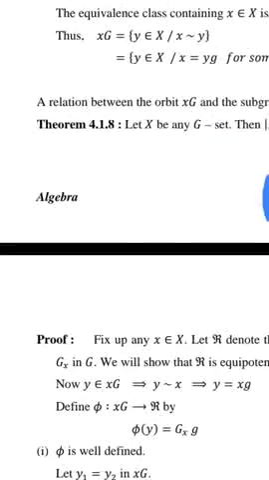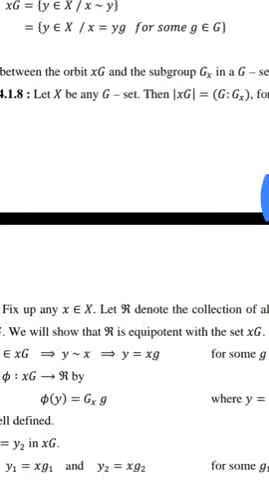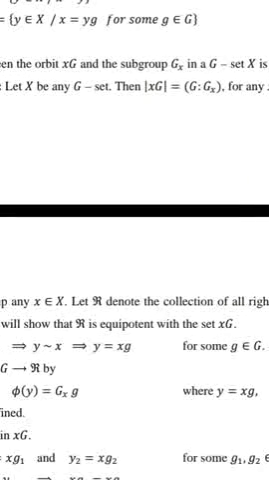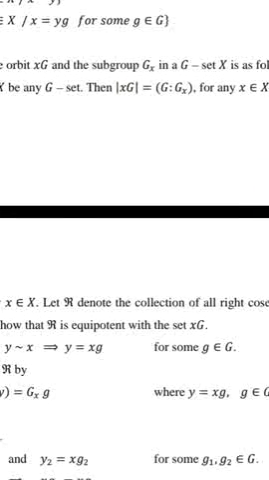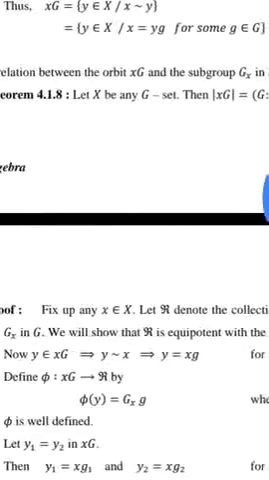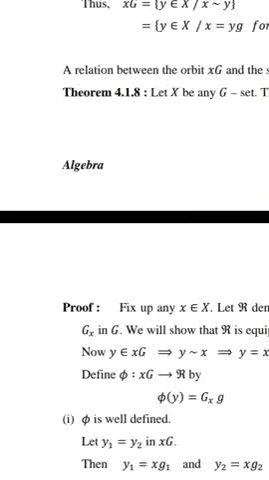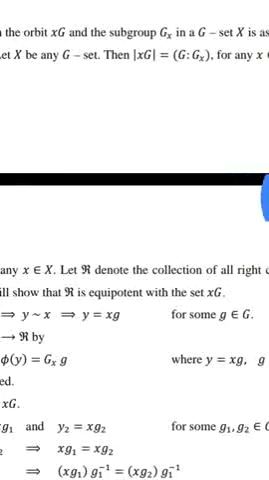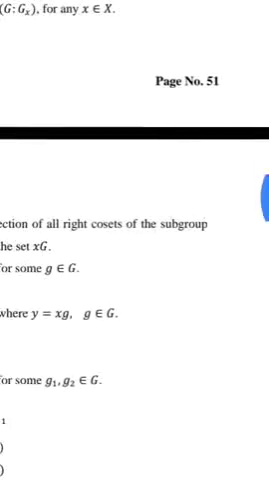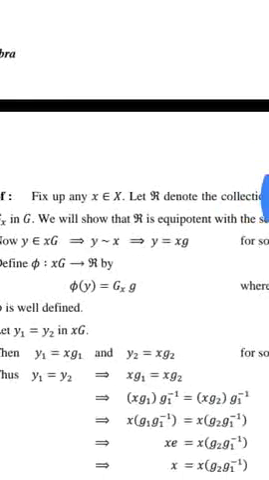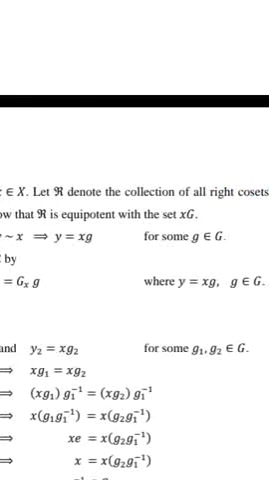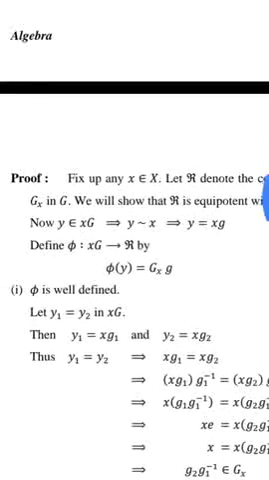Next theorem. Let X be any G-set. Then the cardinality of xG is equal to the index of Gx in G. Prove that the cardinality of xG is equal to the index of Gx in G for any x belongs to X. For the proof, pick up any x belongs to X. Let R denote the collection of all right cosets of the subgroup Gx in G. We will show that R is equipotent with the set xG.